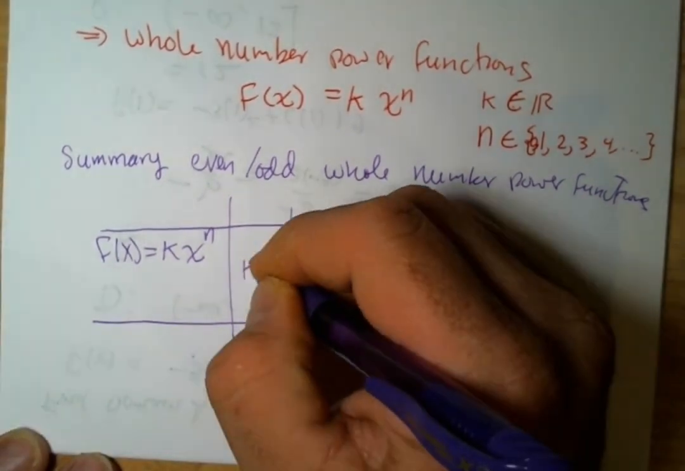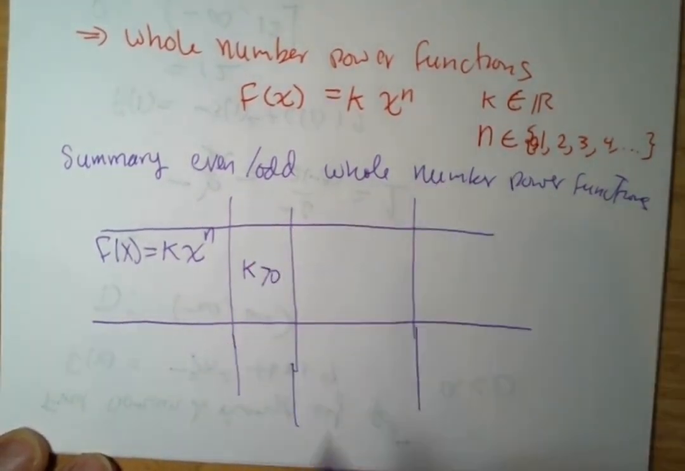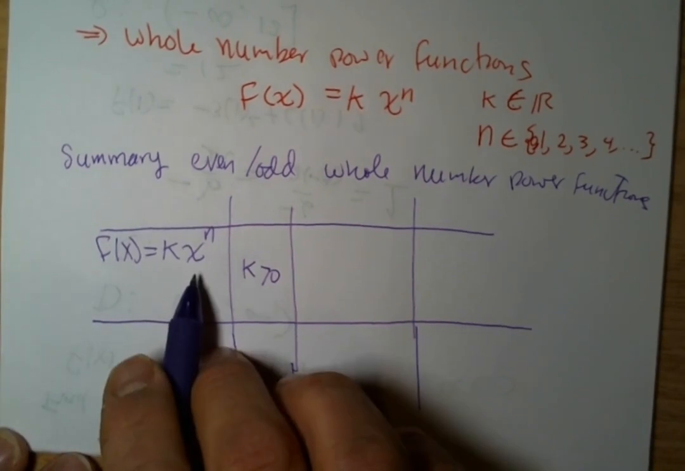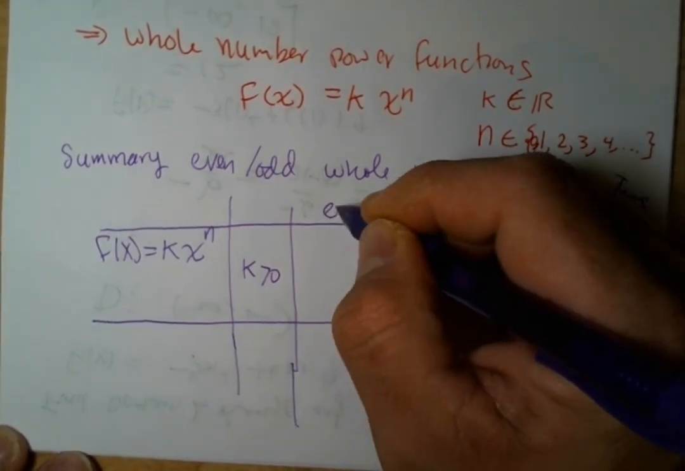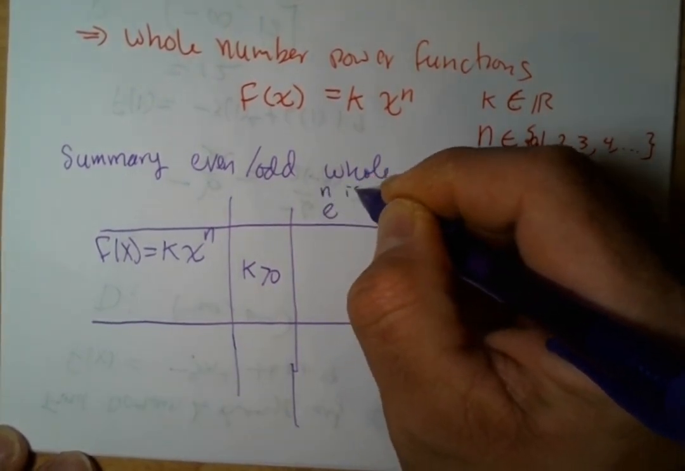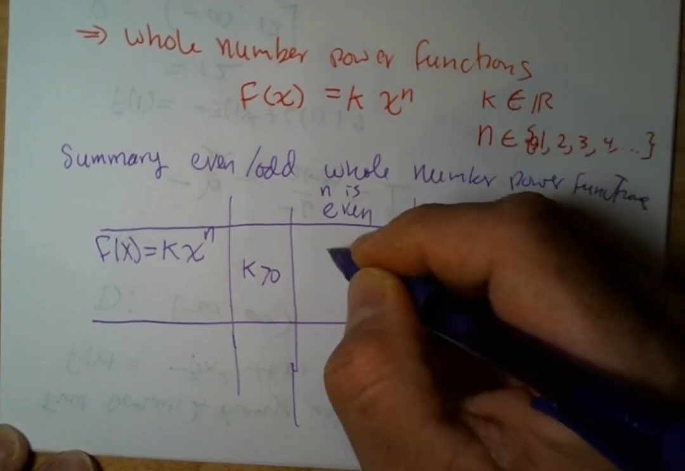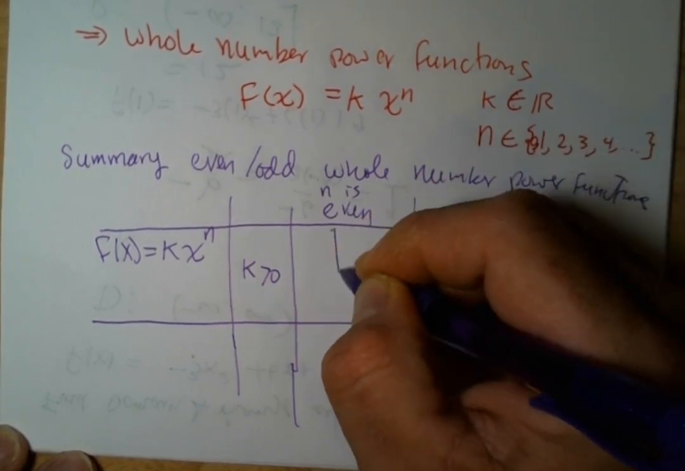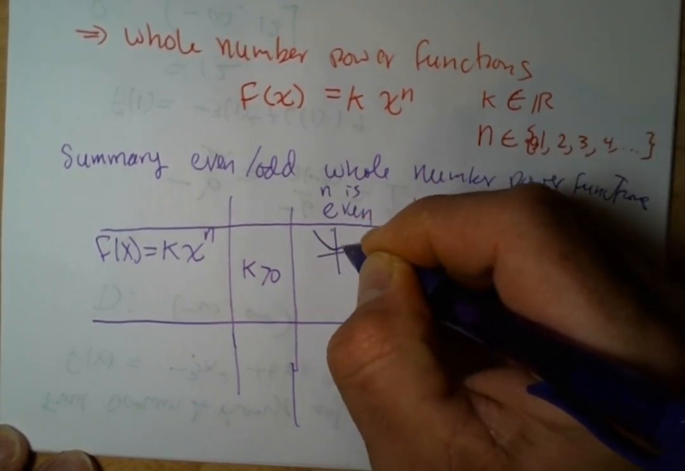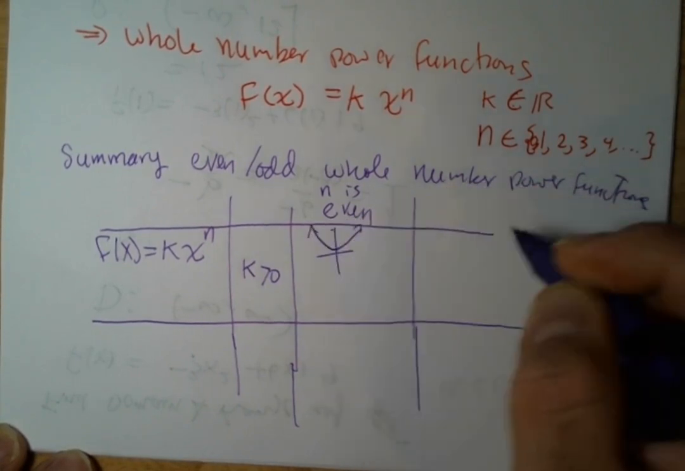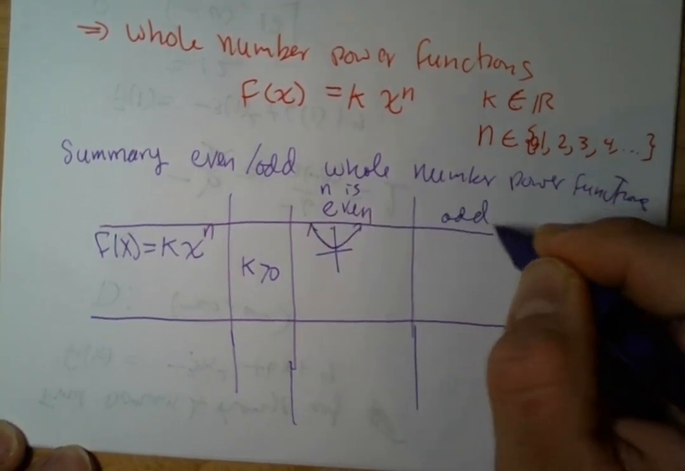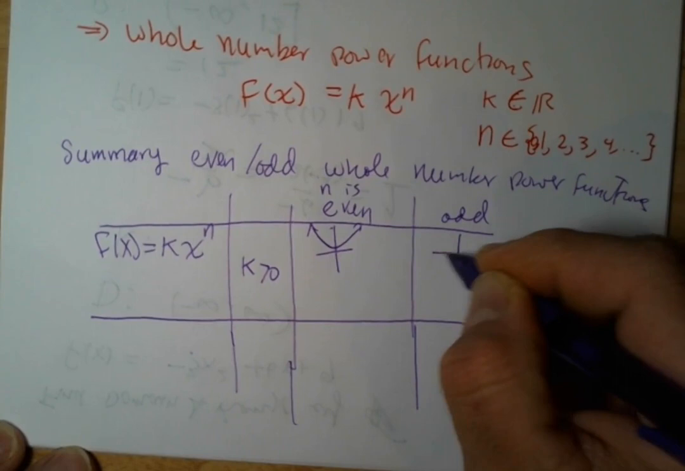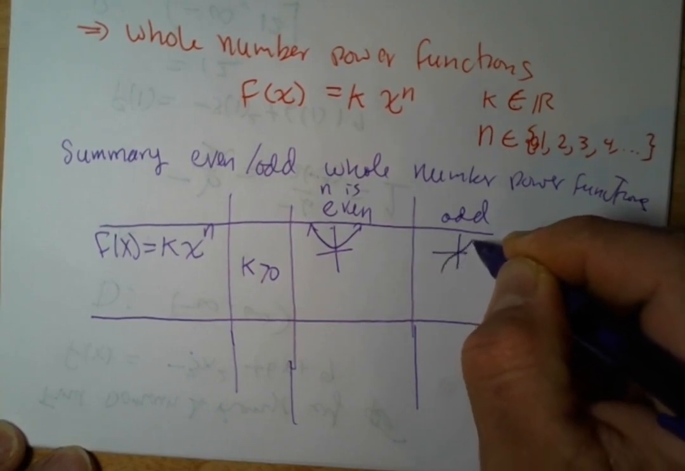The first case is when k is bigger than 0, so we have a positive k. And when n is even, we have this general behavior where it does something like this. And when it is odd, we have this general behavior here.